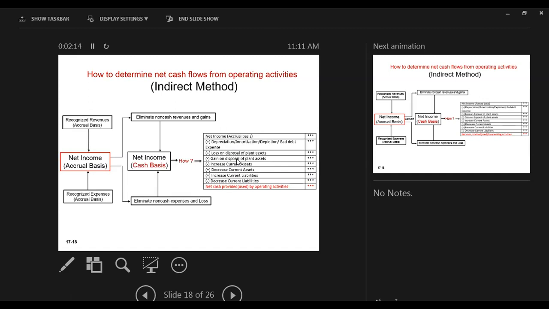This class I am not going to explain this table. Next class I will explain the table. But you can see the table. This table is about revenue. This table is about expense. This table is about current asset. This table is about current liabilities, right? Because these four items are related with operating activities directly or indirectly. Next class I will tell you why some items are plus, why some items are minus, and how it converts accrual basis to the cash basis.